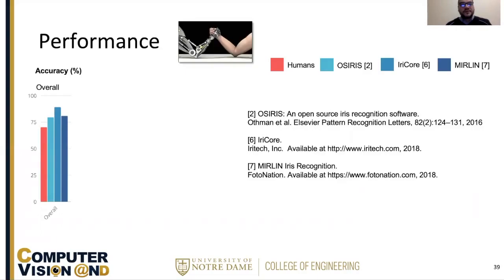First thing is in terms of accuracy. We compared the volunteers' performance with three programs. We used OSIRIS, which is Daugman's solution implementation, and we also used IriCore and Merlin, which are state-of-the-art solutions for iris recognition. You can see here that humans were not better than computer programs for the data set in general, but they had a decent performance, around 70% accuracy. So they were right 70% of the time.